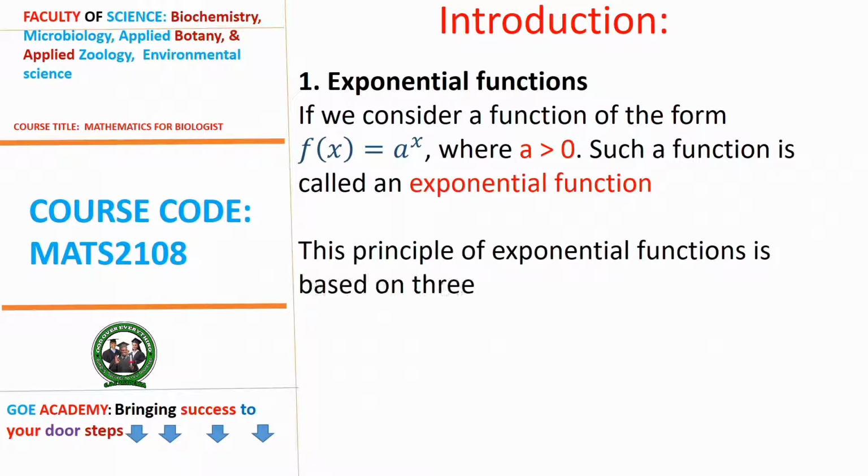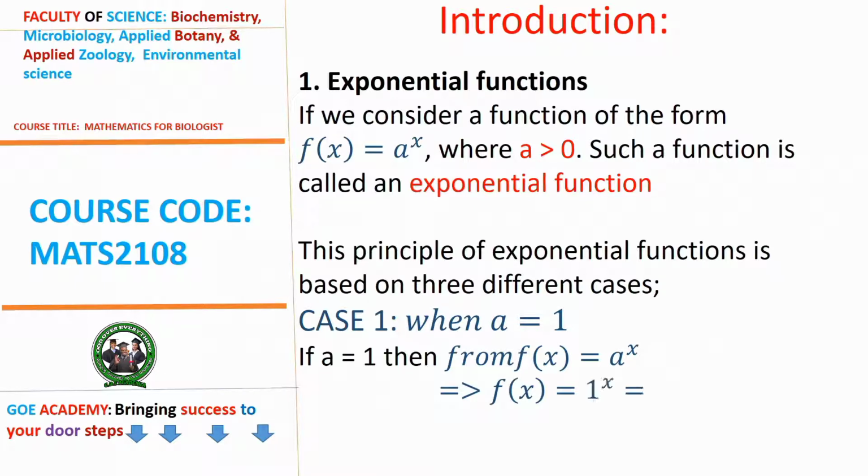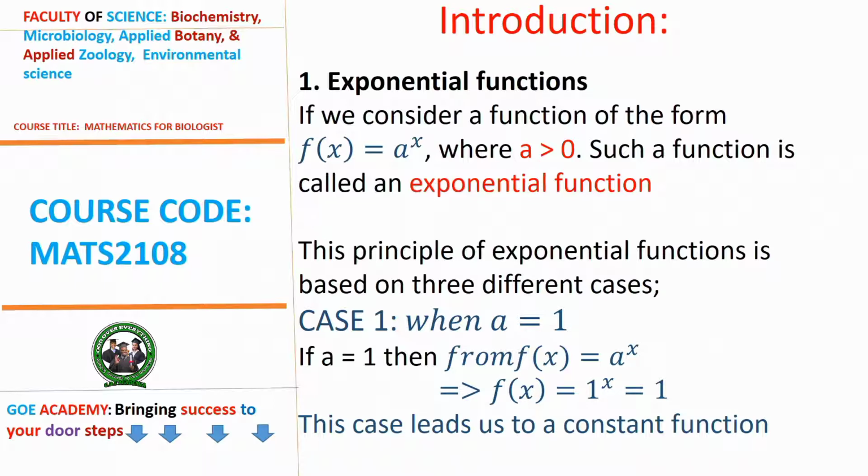The principle of exponential functions is based on several different cases. Let's look at the first case. The first case occurs whenever a is equal to 1. From our general formula f(x) = a^x, if we replace a by 1, then our exponential function becomes 1^x, which is equal to 1. You need to know that 1 raised to any power will always give us 1. 1 raised to the power 100,000 is equal to 1. This leads us to a function known as a constant function.